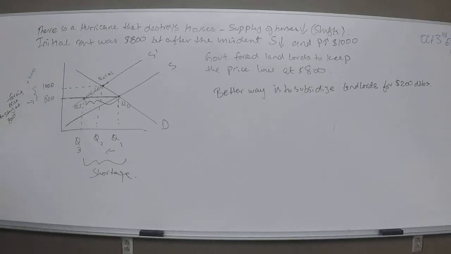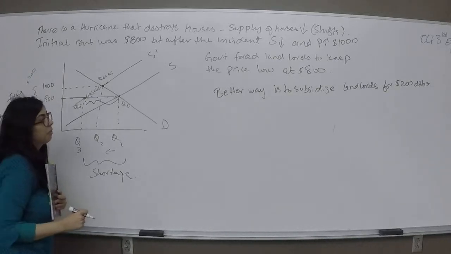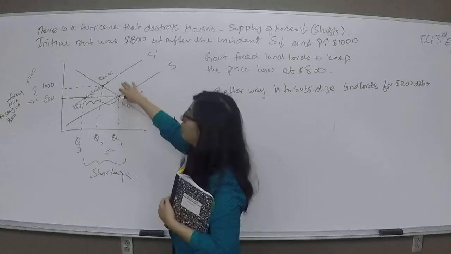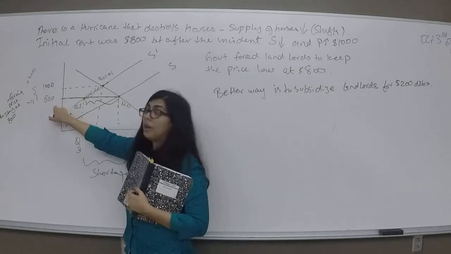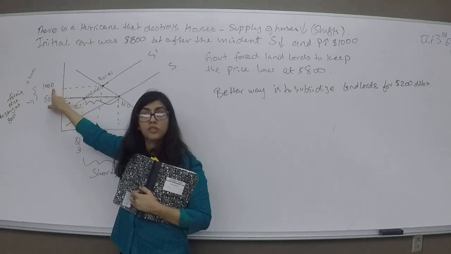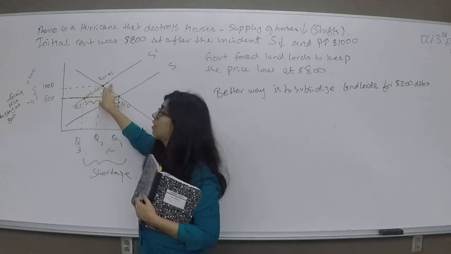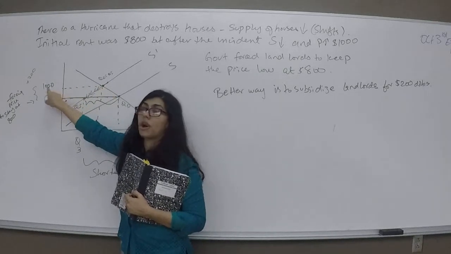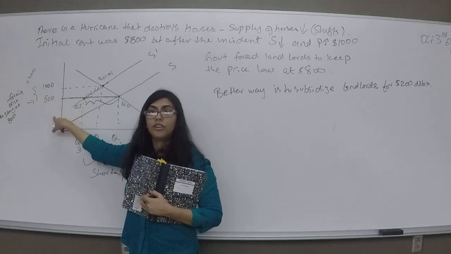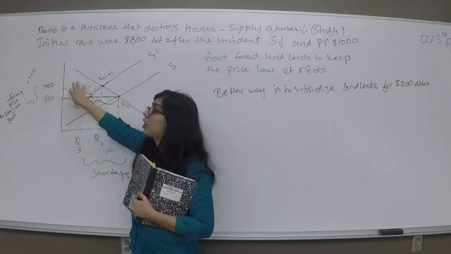Would there still be a shortage? No, because the transaction is happening at 1,000 now. Even though people are paying 800, the government is paying the rest of the 200. So the landlords are getting this price basically: 800 from people and 200 from government, so there won't be a shortage.